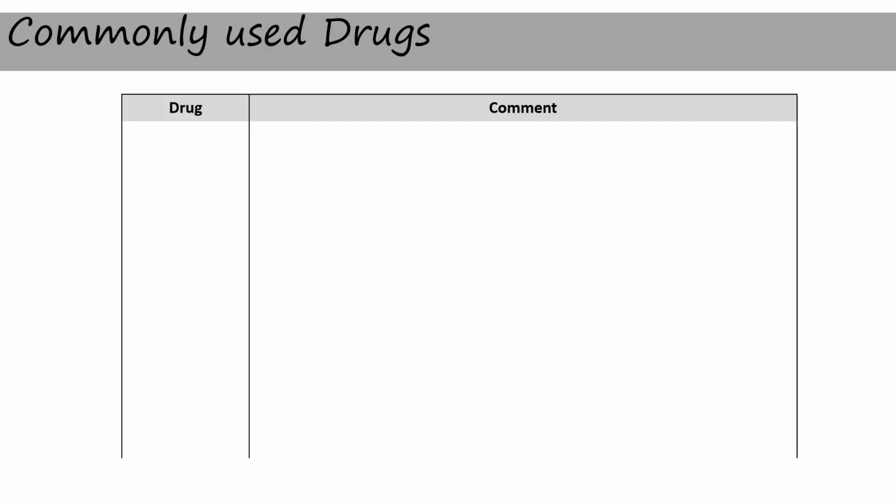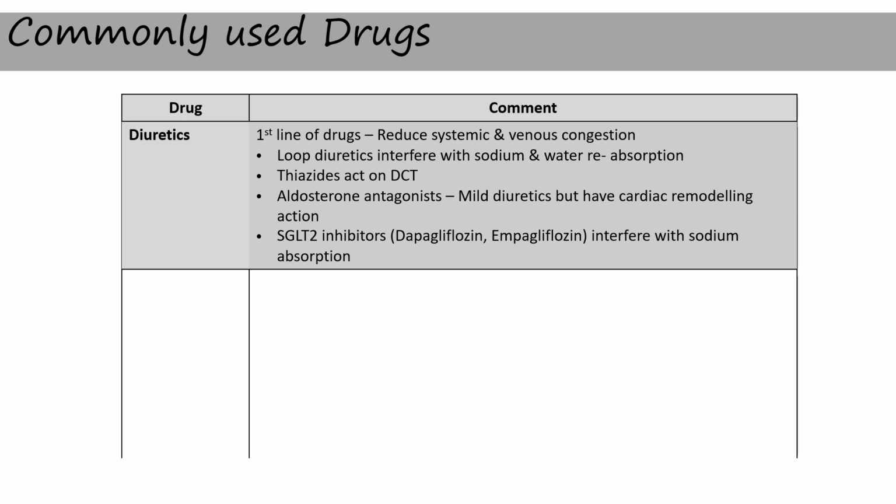Commonly used drugs include diuretics, which are the first line of drugs because they reduce systemic and venous congestion. Loop diuretics interfere with sodium and water absorption. Thiazides act on distal convoluted tubules. Aldosterone antagonists are mild diuretics, but they have a cardiac remodeling action as an additional advantage. And SGLT2 inhibitors like dapagliflozin and empagliflozin interfere with sodium absorption.